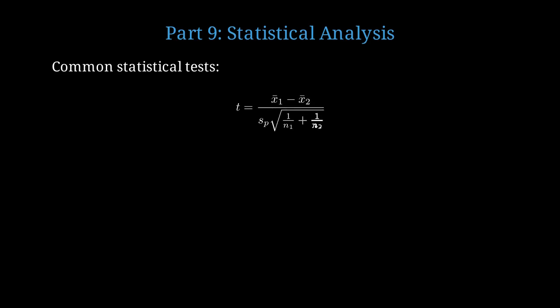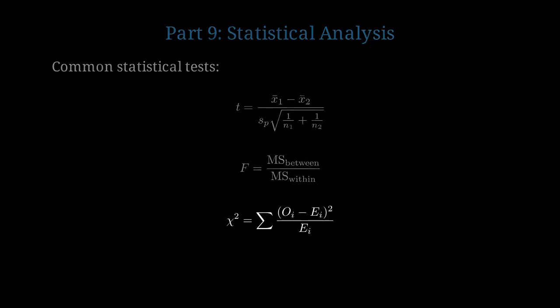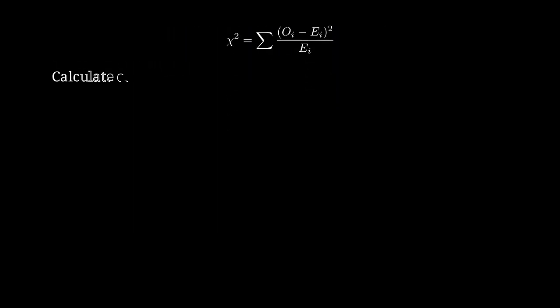The t-test compares means between two groups using this formula with pooled standard deviation. ANOVA uses the F-statistic to compare multiple group means simultaneously. Chi-square tests categorical data by comparing observed and expected frequencies. Always calculate confidence intervals, not just p-values. A 95% confidence interval provides a range of plausible values for the true parameter.